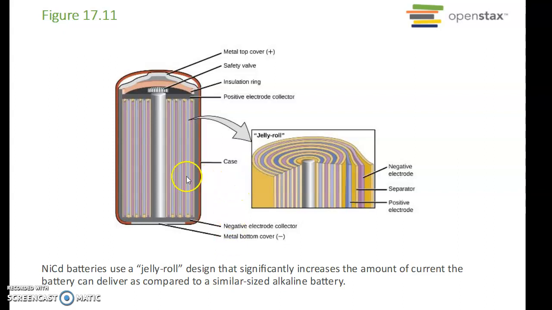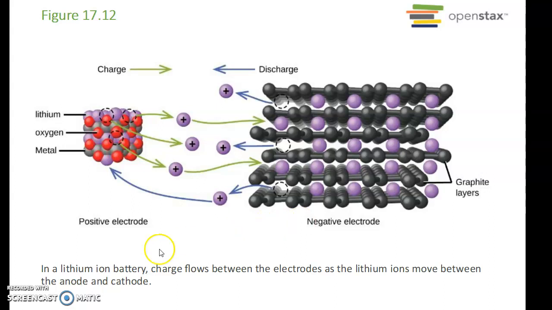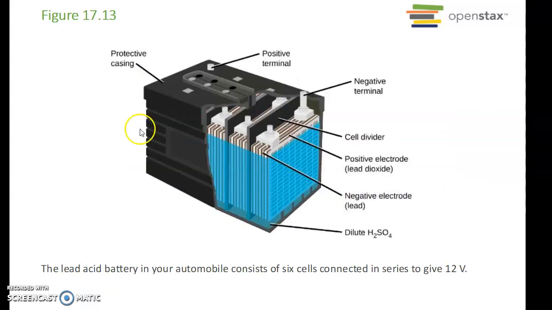You also have the nickel-cadmium battery, where you have essentially a whole series of different sheets. This is a jelly roll type of model. And then you also have the lithium-ion battery, where you have the lithium-oxygen metal with the graphite layers in there on the negative electrode, and this is a positive electrode, going back and forth for the charge and discharge of these rechargeable batteries. And I think that will be the end of it. This is your common lead battery.